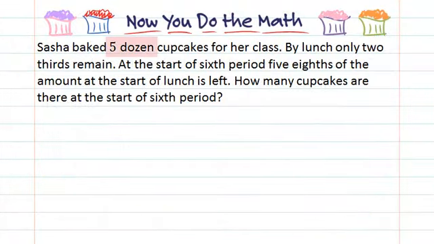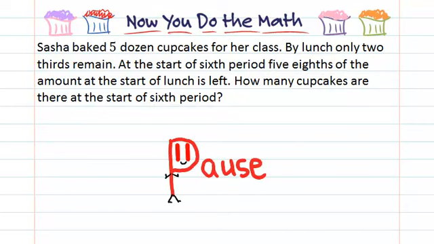Sasha baked 5 dozen cupcakes. By lunch, only 2/3 remain. At the start of 6th period, 5/8 of the amount at the start of lunch are left. How many cupcakes are there at the start of 6th period? Pause the video, and now you go do the math.